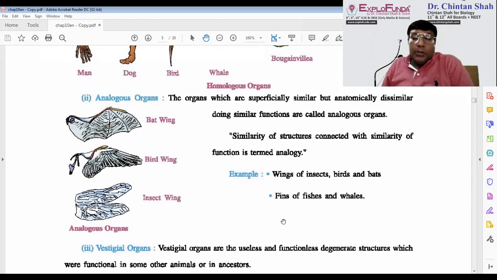Then comes the analogous organ. What does it mean? They have the same function, but different kinds of structures. Earlier the similarity was in the structure, but the function was different; that's known as a homologous organ. Here we have analogous organs. The function is the same, but the structure is a different one.